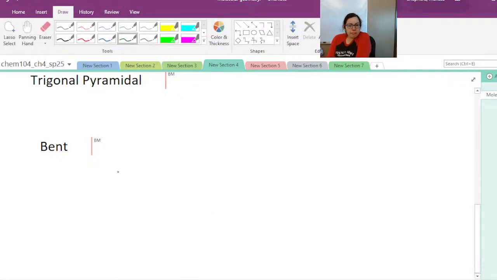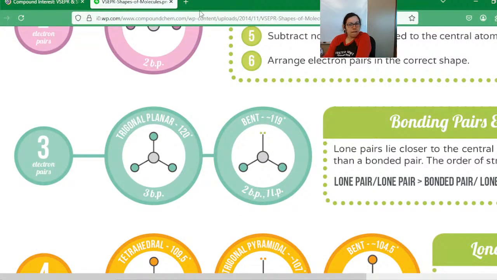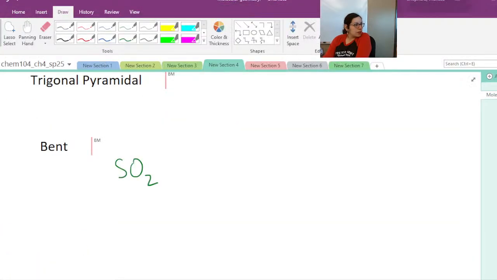See if you can draw out SO2. So draw out that structure.